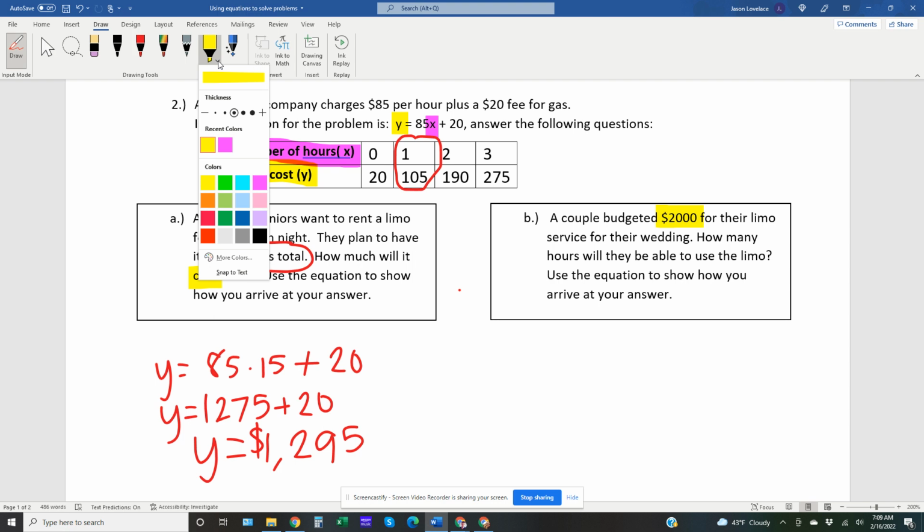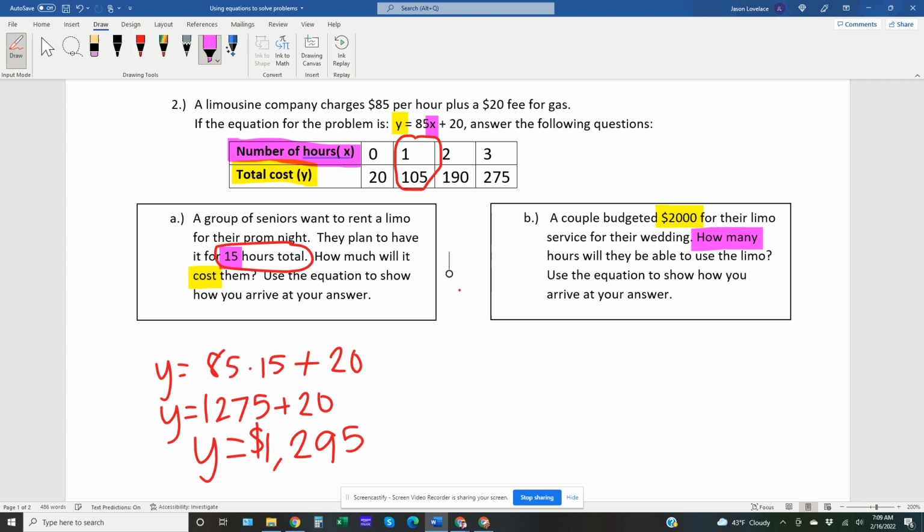Okay. What I want to figure out is how many hours they'll be able to rent it. All right. So I don't know what X is, but I do know what Y is. So I'm going to put $2,000 in place of my total cost. So 2,000 is equal to $85 per hour plus the $20 gas fee. Okay, and now you just have to solve for X, right?